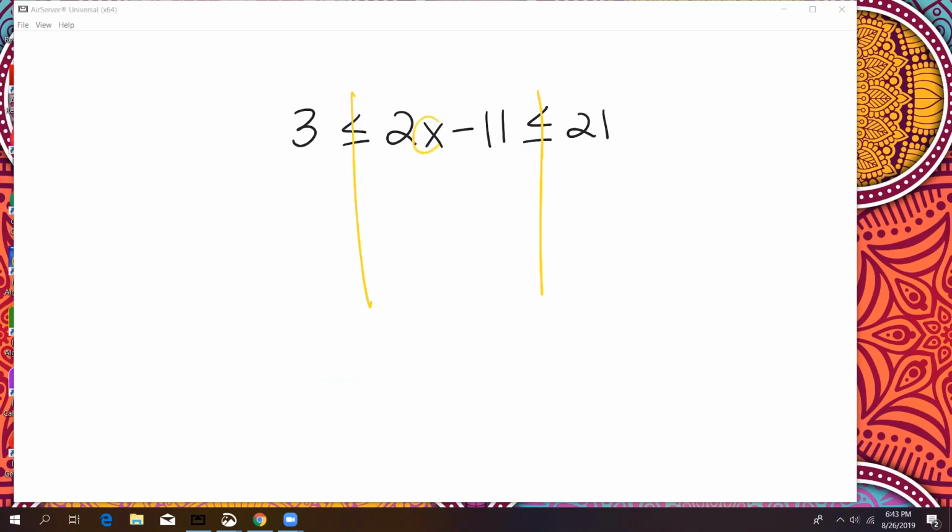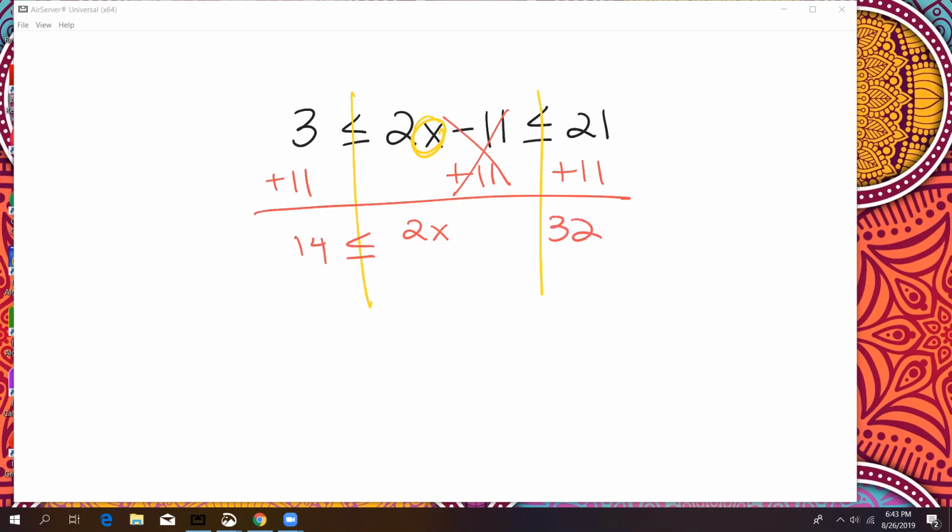So we want to solve for x. We want to get the x by itself. We want to isolate that variable. So to do that, I'm going to add 11, but I'm going to add 11 to all 3 parts. Okay, so the minus 11 plus 11 cancels out, and that leaves us with 2x in the middle. And then I have 3 plus 11, which is 14. And then 21 plus 11, which is 32.